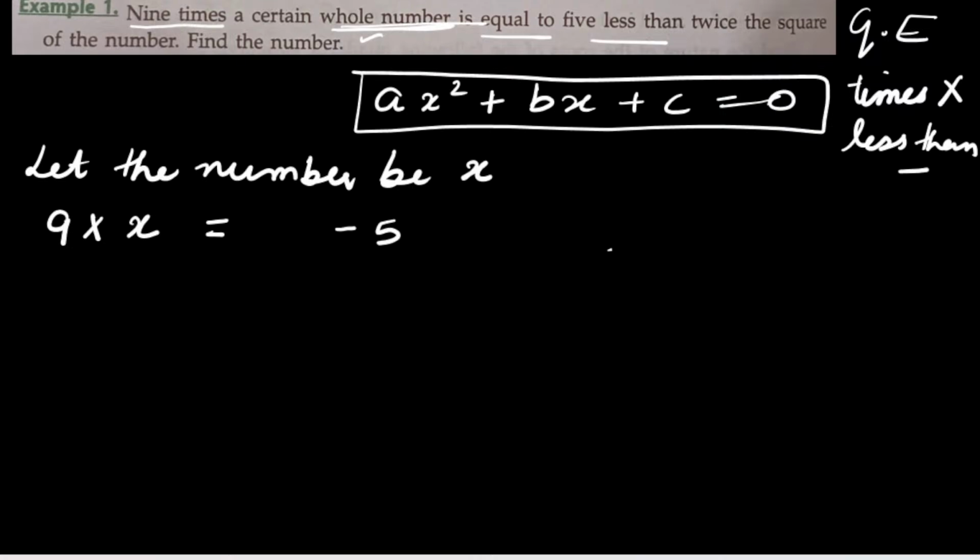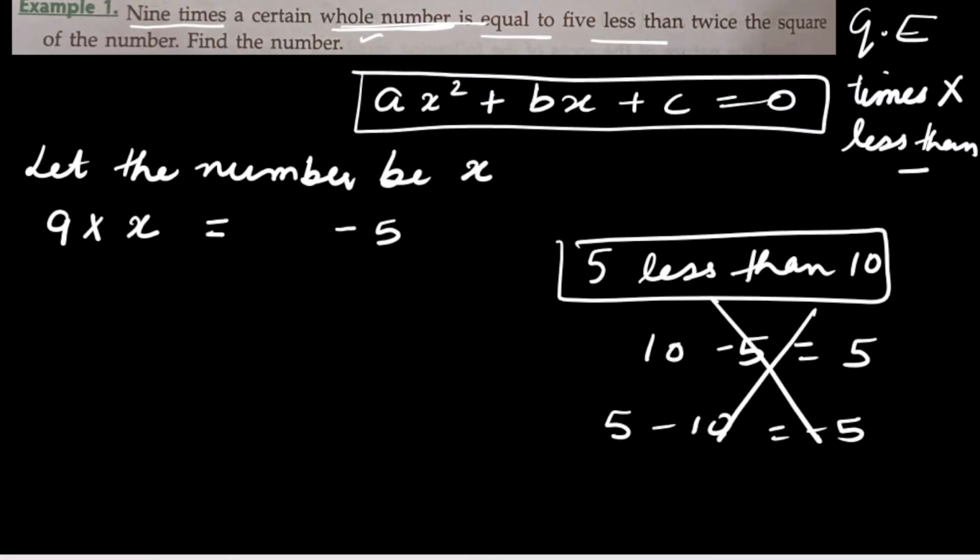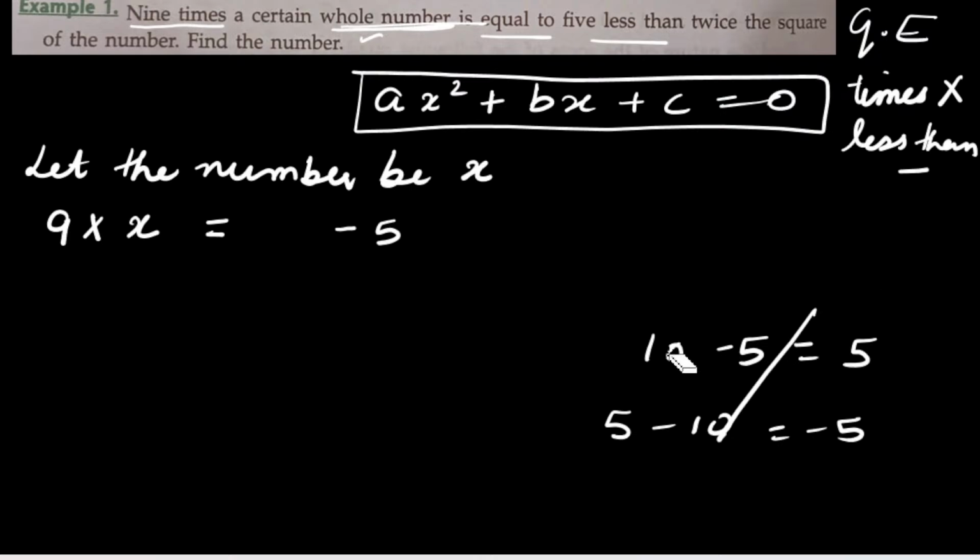If I say 5 less than 10, what does it mean? 5 less than 10 actually means 10 minus 5. So I cannot say here 5 minus 10, because 10 minus 5 is 5 and 5 minus 10 is minus 5. So both are not equal. For 5 less than 10 I have to do 10 minus 5. The same concept we are going to apply here also.